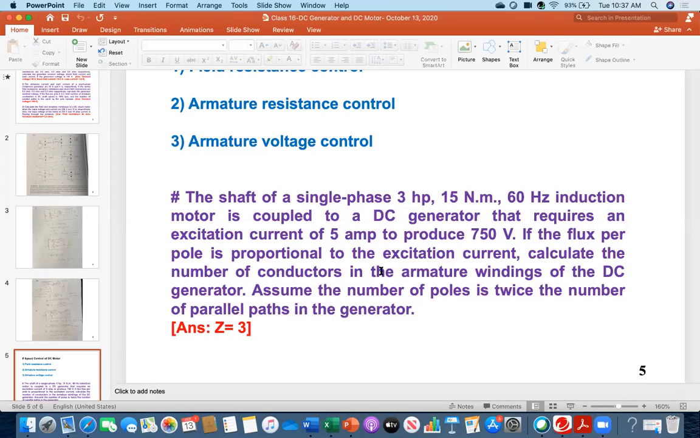And then, as I said, flux per pole would be 5 Webers. It is just that tricky. It is mentioned in that way: it's proportional to the excitation current. This means if you assume the proportionality constant is 1, that is the same value, which is 5 ampere. So flux per pole is 5 Webers. And then the rest of the things are fine. E value is given 750. So you should be getting Z value 3.